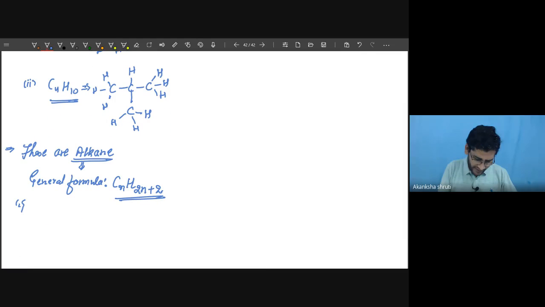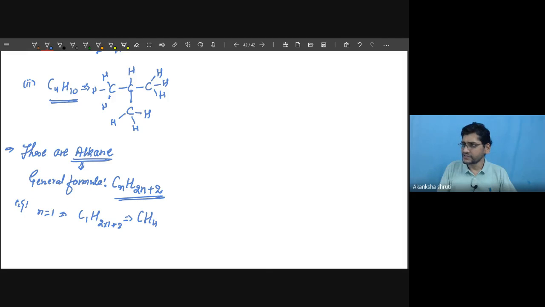So this formula must be followed. Example, if we are taking n equals 1, it means C1H(2 into 1 plus 2). 2 into 1 is 2 plus 2 means H4. C1, the 1 is not written, but the 4 has to be written. So this is the simplest saturated hydrocarbon, with the formula CH4, and it is methane. This we have already written so many times.